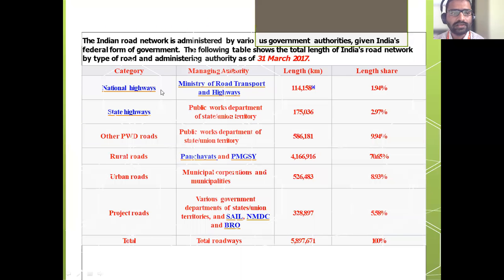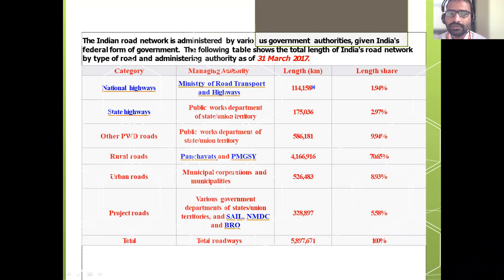See here, what is the national highway length share? 1.94%. It is nearer to 2%, correct? Yes, sir. 1.94 is nearer to 2%. So all over India, how many kilometers of national highways are there? 1,14,158 kilometers of national highway is there.